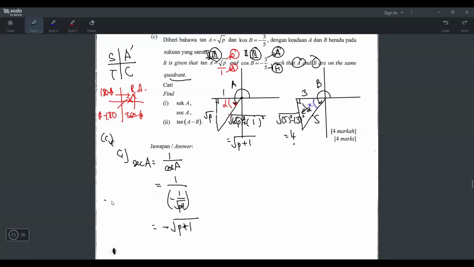Okay, the mark scheme put it like this: negative 1 over square root p plus 1. Yeah, this is the mark scheme answer. But I feel like I did everything correctly.